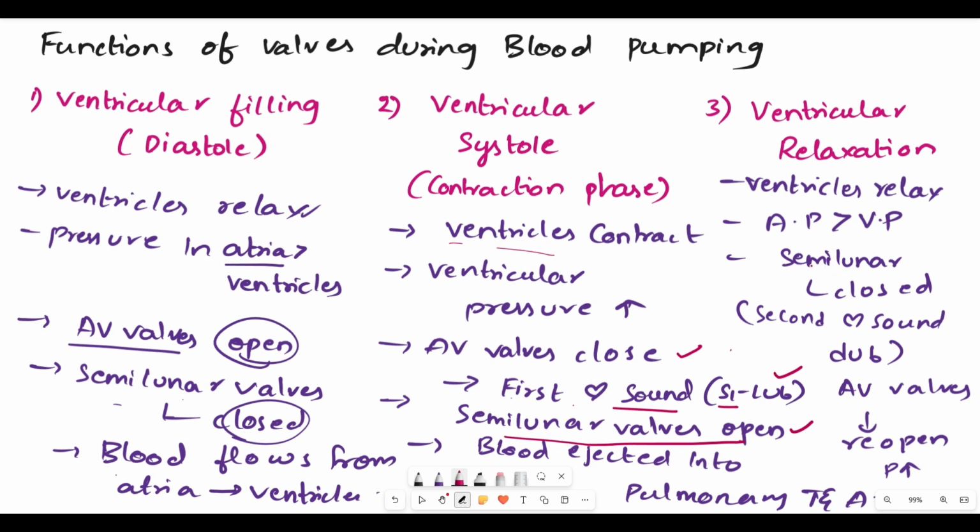Now, coming to the last portion, which is ventricular relaxation. Here the ventricles relax. The atrial pressure is greater than the ventricular pressure. The semilunar valves close. That is when the second heart sound is heard, which is called S2, that is dub. Then, the AV valves reopen when the atrial pressure increases. So that is all about the functions of valves during blood pumping, especially during the cardiac cycle.